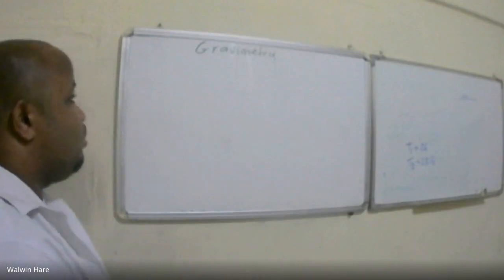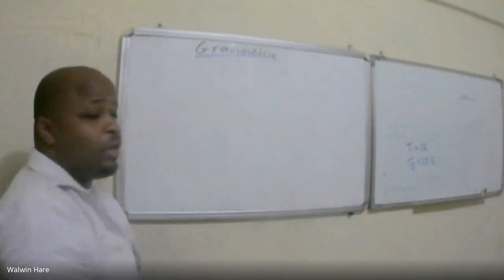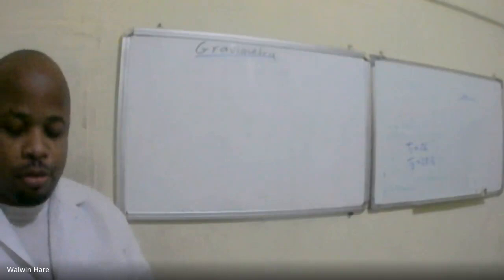I'm just going to redo some calculations involving gravimetric analysis. So the first type of calculation we are going to do is for precipitation in gravimetry.